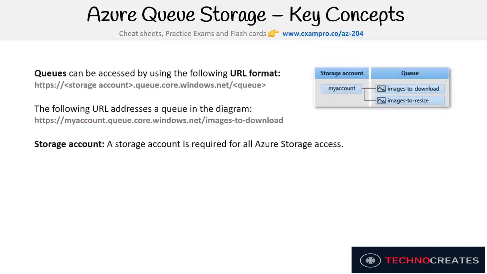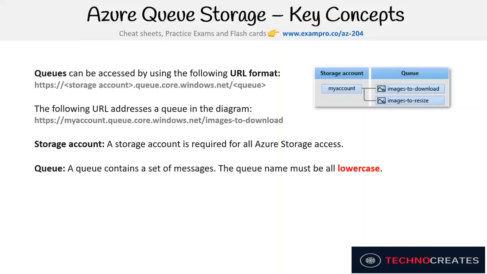We have a storage account, so this is required in order for us to make a queue. As we mentioned, you have the queue itself. This contains a set of messages. The queue names must be in all lowercase. So that's just one of those interesting use cases or edge cases. Messages can be up to 64 kilobytes in format, so it's very small.